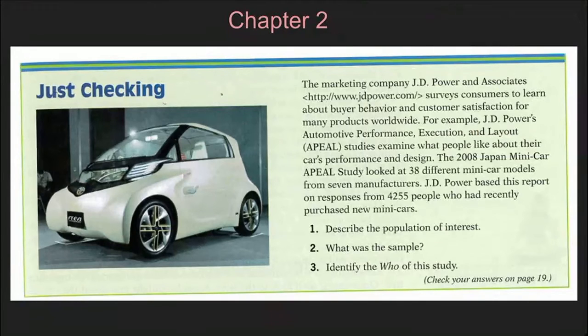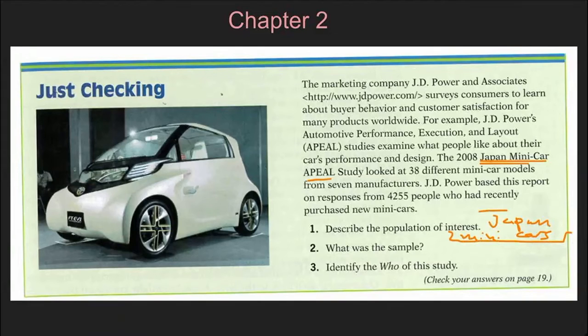In this case, though, it also does say that it was a Japan mini car appeal study. So in this case, they probably don't care about every single car. It looks like they're just concerned with Japan mini cars. So population, we can say something just like that. Japan mini cars. And so you'll probably start to notice that in statistics, a good deal of the time, you may have to use your judgment, and answers may vary a little bit from person to person.